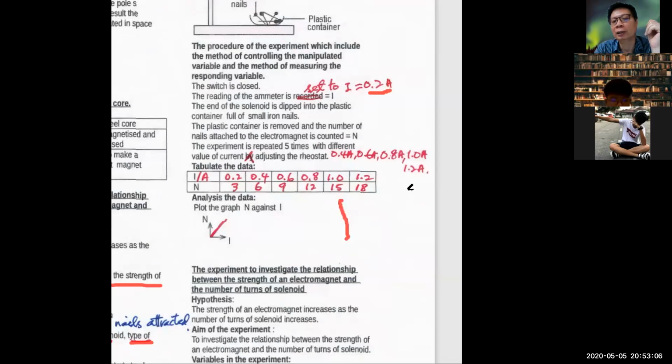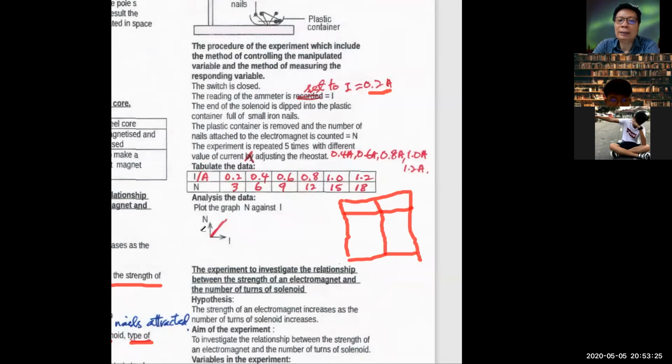Can you do it? Please do the table like that. Two columns, like that, vertical. Here put current, here put number of iron nails attracted. Put the table vertical.